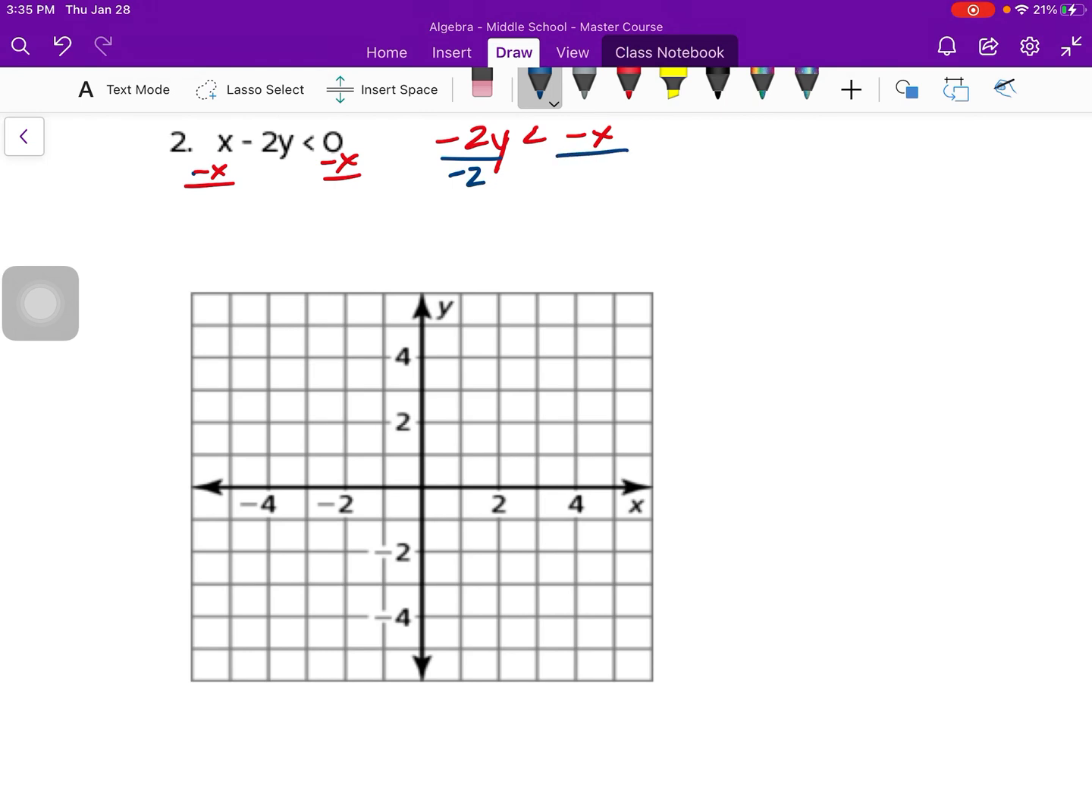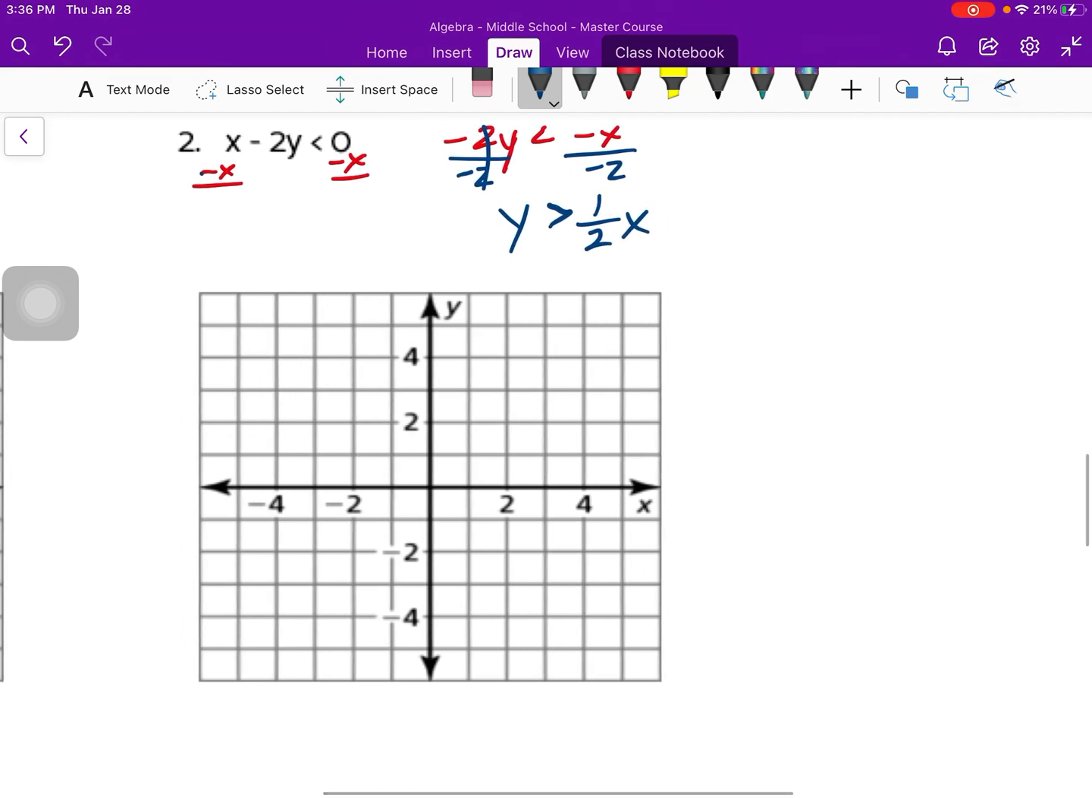To isolate y, I'm going to divide both sides by -2. Oh my goodness, I almost would have forgot this. Remember, when we work with inequalities, when you multiply or divide by a negative number, you must change the direction of the sign. So the less than symbol now becomes greater than. And then over here, look at your sign work, and negative divided by negative is a positive, and I write that when, instead of saying x over 2, I write that as 1/2 x. So y is going to be greater than 1/2 x.